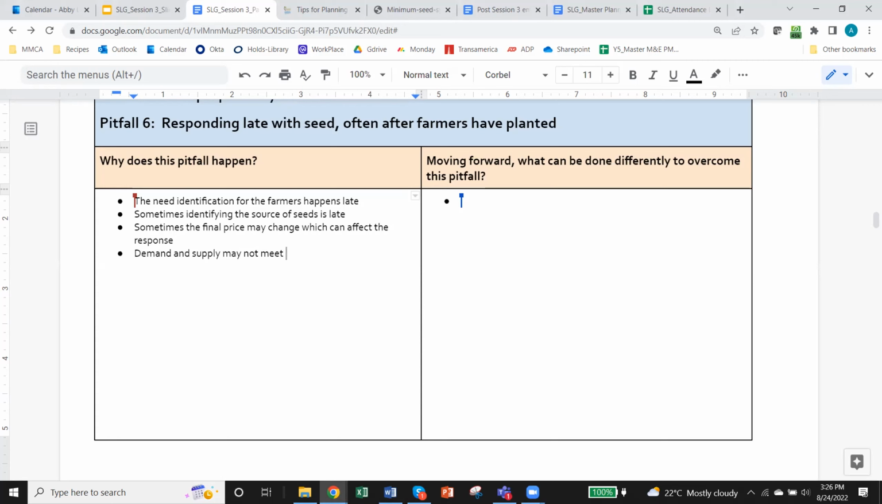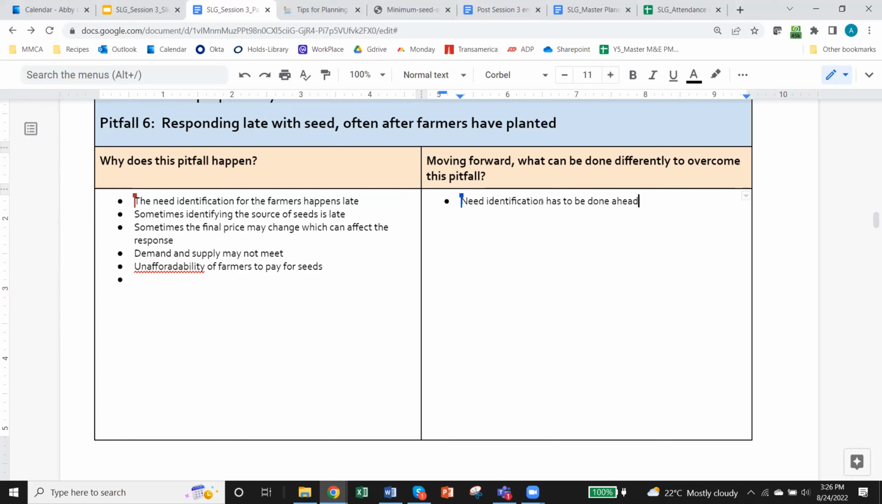Sometimes there is unaffordability for farmers to pay, so limited capacity in terms of finance to pay for the seeds. This is one of the reasons. These are some of the highlights I want to raise. So in order to address these issues, need identification has to be done ahead of time. That is one of the things.